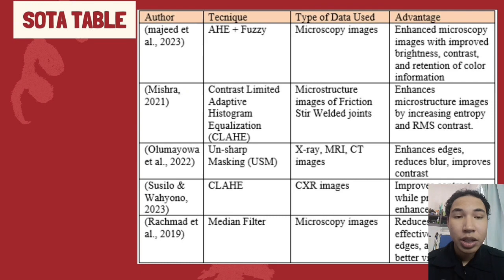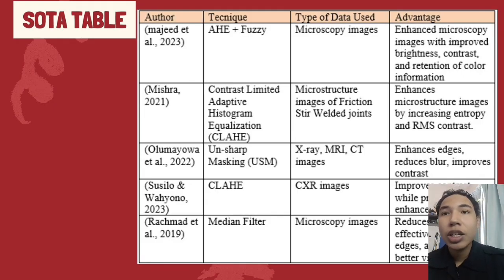So this is our SOTA table of this project. We have 5 literature reviews from 5 different sources, from the authors Majid, Mishra, Alumayowa, Susilo and Wahyuno, and lastly Gashmat. From this, we can look at the data we selected from the highest method of their literature review.